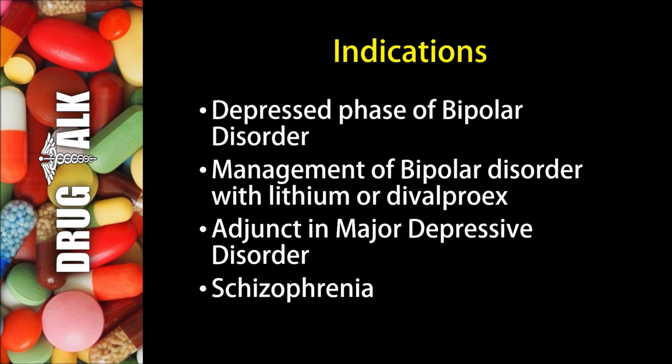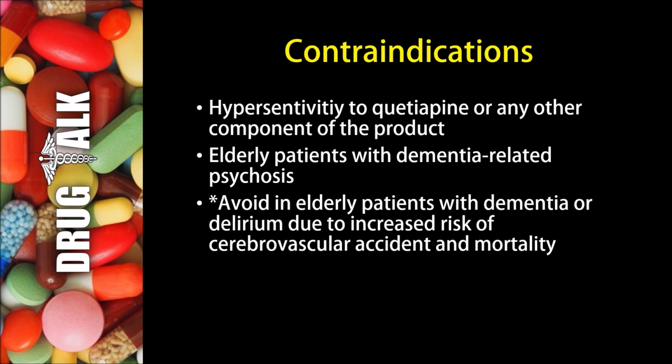So now indications. When would this medication be used? We would see this medication prescribed to treat the depressed phase of bipolar disorder. We would also see it used in management of bipolar disorder paired up with lithium or divalproex. We see it as an adjunct therapy or an add-on therapy in major depressive disorder, and we also see it used to treat schizophrenia.